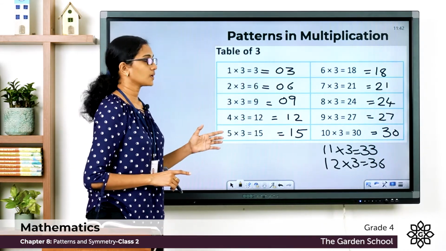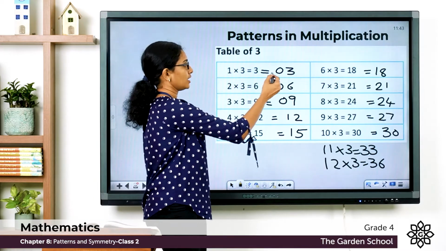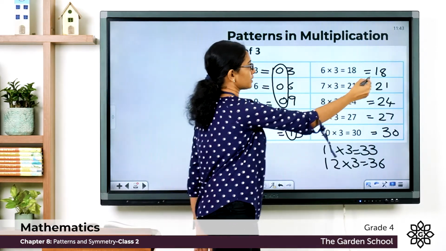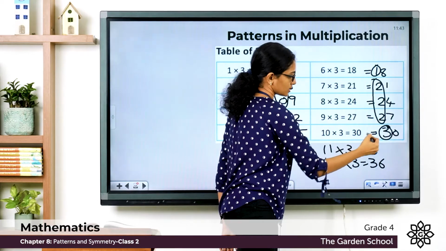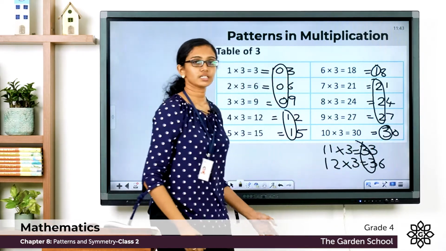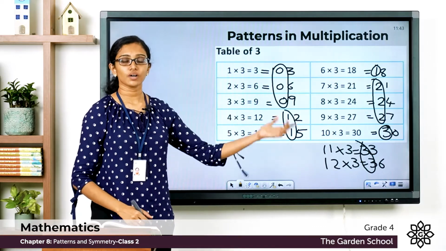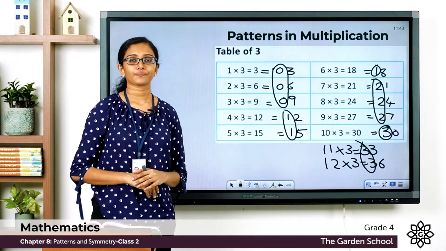See, observe the numbers in the tens place. See, here 0, 0, 0, 1, 1, 1, then 2, 2, 2, then 3, 3, 3. See, the numbers 0, 1, 2, 3, etc. These numbers seem to be repeating in the tens place.